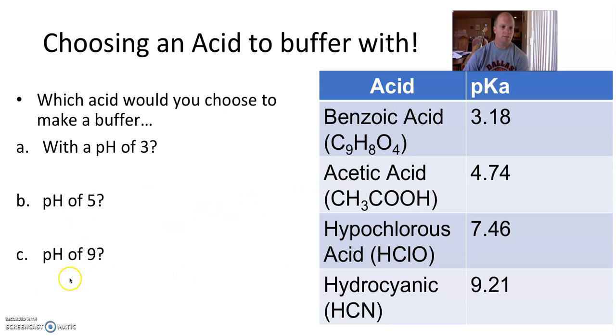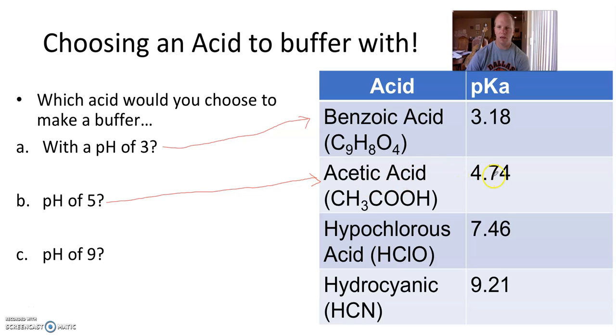Okay, so what does that mean? Well, that means this. When we have a pH of 3, if I want to buffer, I'm going to choose benzoic acid, right? Because it has a pKa of 3.18. It's really close. If I want a pH of 5, probably going to choose acetic acid here, right?